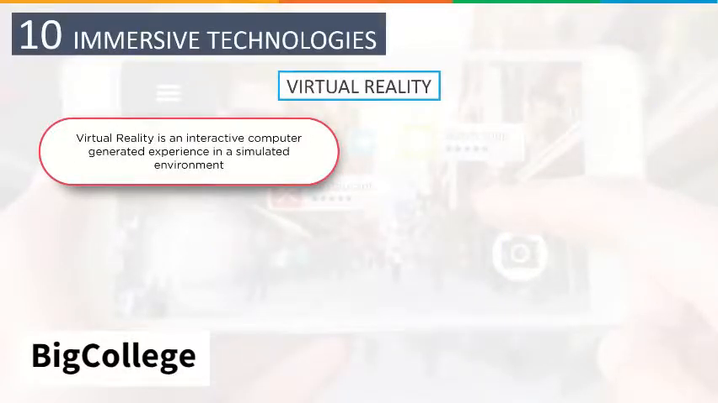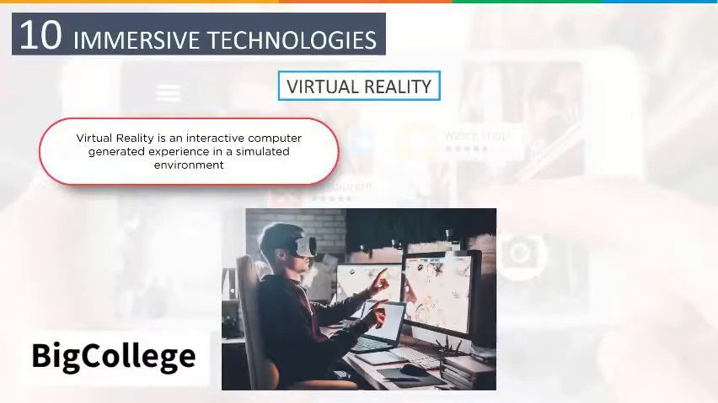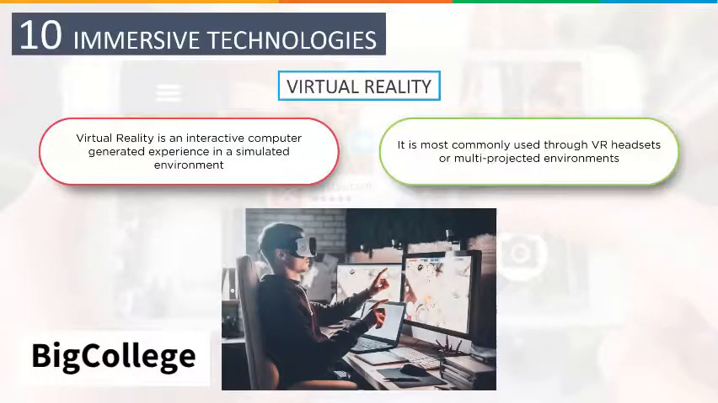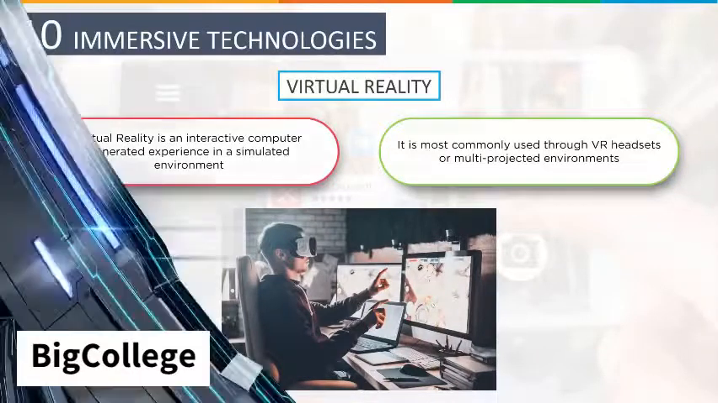Next up, we have virtual reality. Now with virtual reality, you get a simulated environment in which you can interact. Now there are many ways that you can do this. There's virtual reality headsets. Google even has its own version called the Google Cardboard, where you can use your phone to make a virtual reality headset.